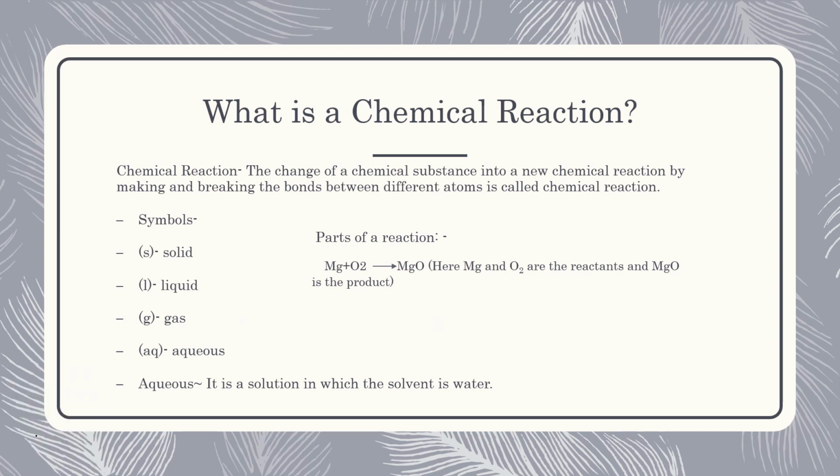So, parts of a reaction. We are going to see what the parts of a reaction are. There are only two parts. The first part, Mg plus O2 on the left side, would be called the reactants. Then MgO on the right hand side would be called the product, where when Mg and O2 react we get magnesium oxide. Let's move to the next one.